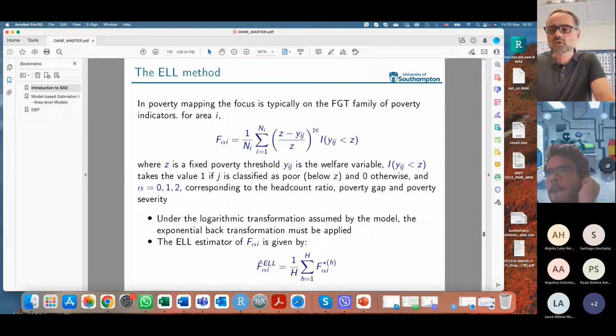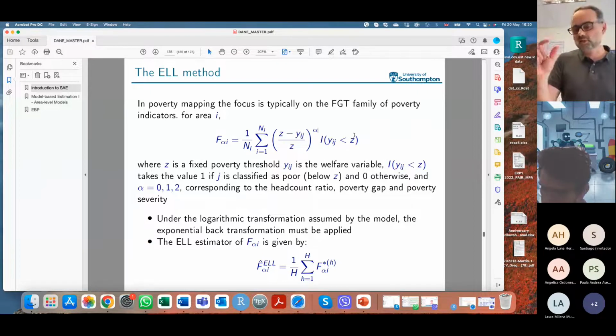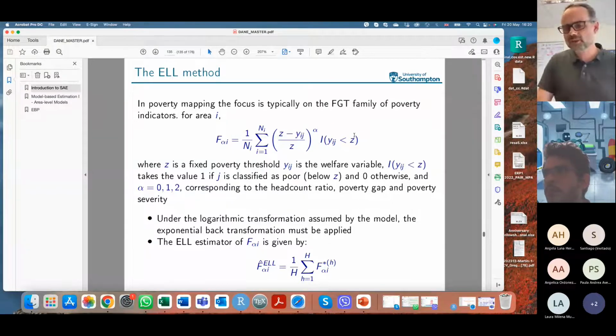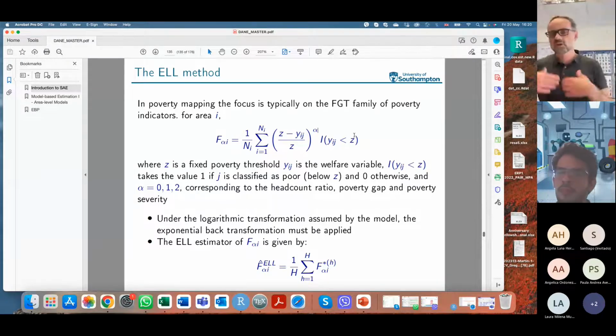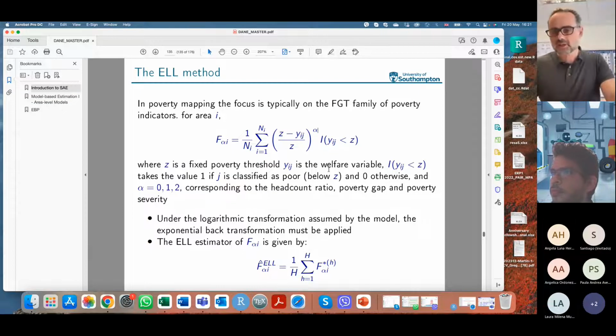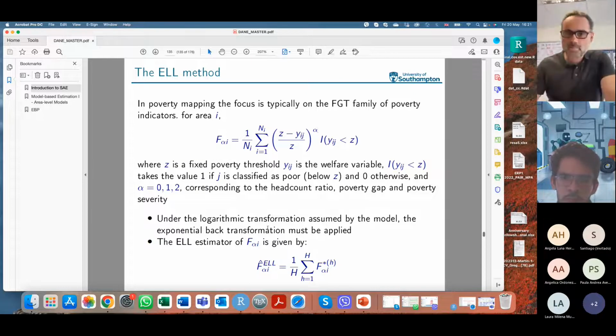So if you put alpha equal to 0, this thing will disappear, and what you will be summing over is basically an indicator function that indicates whether the corresponding monetary measure is less than the poverty threshold or not. If it's less, then that's a 1. If it's greater, then it's 0, and that gives you a way of calculating the headcount ratio. And the same thing for poverty gaps and poverty severities, depending on what you might be interested in. The other thing that you have to be careful about, remember that the model uses a logarithmic transformation, okay?